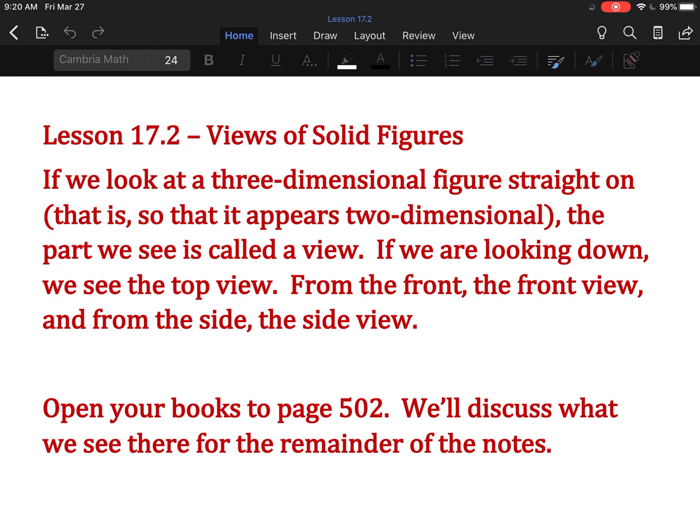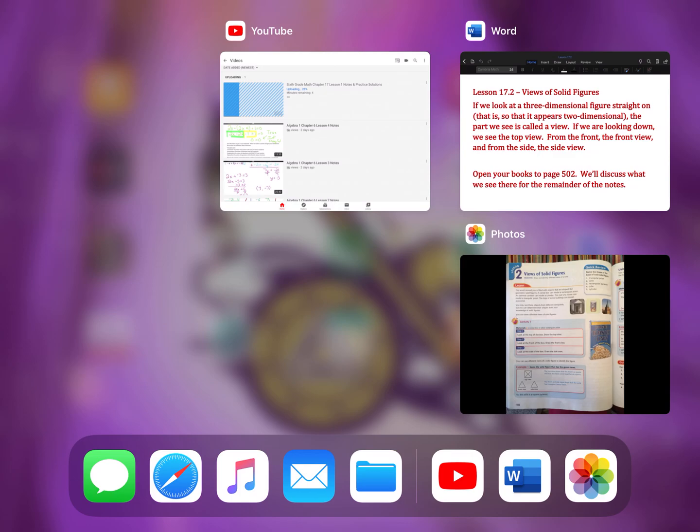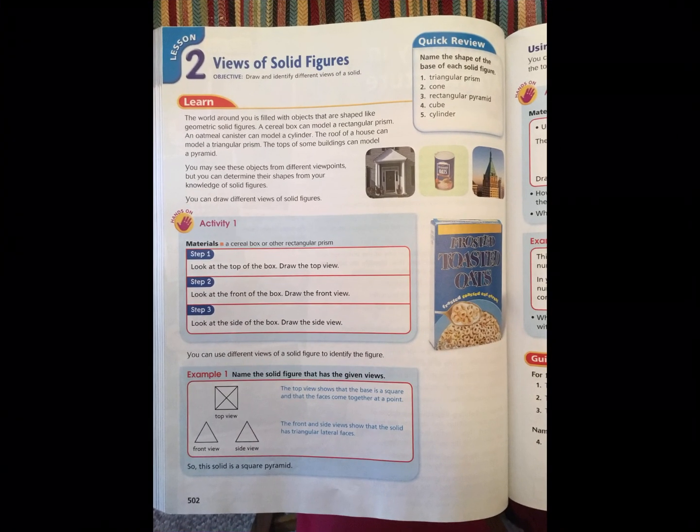So we're going to be using the book to talk about this again. So page 502, if you happen to have yours. If not, I've got you covered. Here's a picture. So page 502, we're talking about views. So the first activity, which we're not going to do, but we'll talk through it.